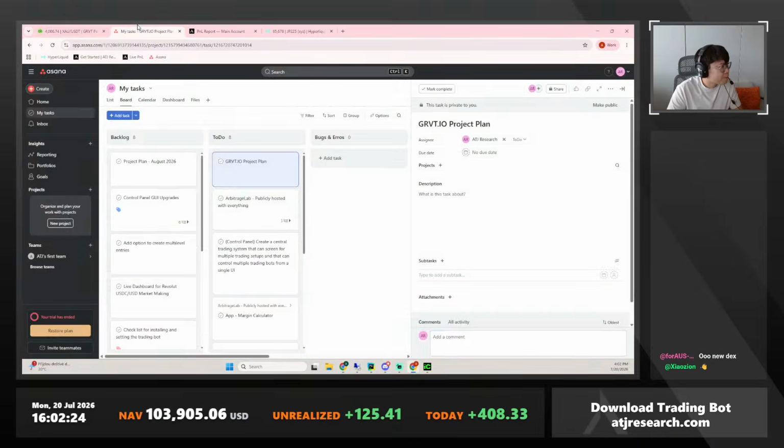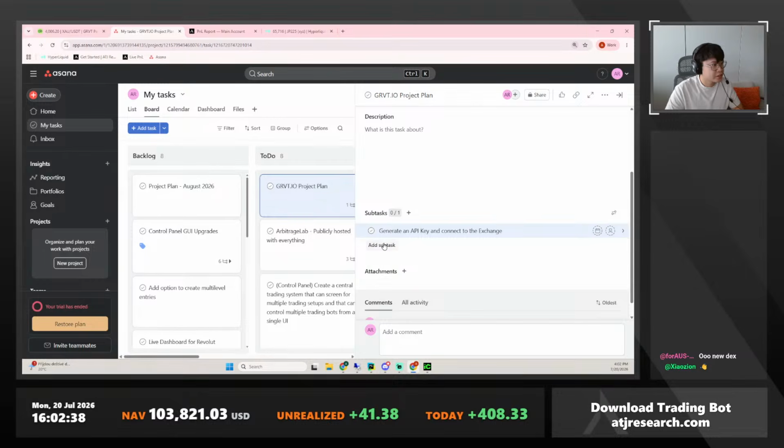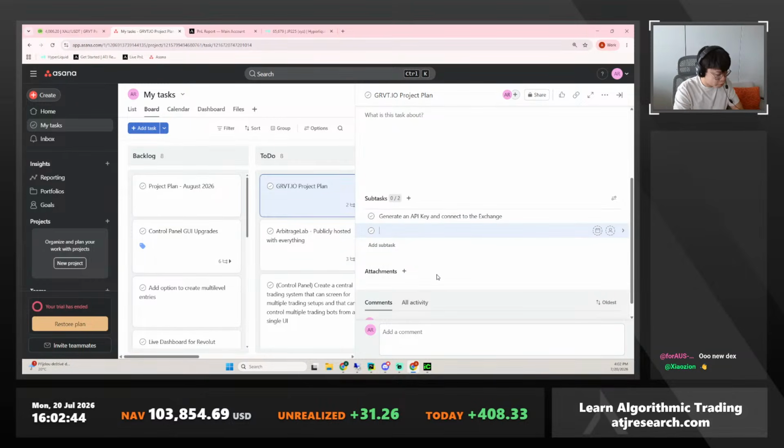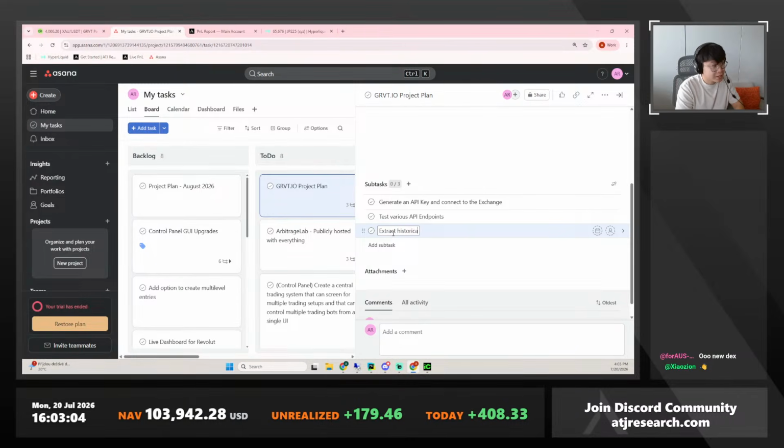Thank you so much. The first thing we need to do is generate an API key and connect the exchange. So this is our first task, which is generating the API key. The second task is to try to subscribe to various endpoints. We're going to test various API endpoints to see how it is working with the exchange. Then after we're comfortable with working with the API, we're going to extract the historical data from Gravity.